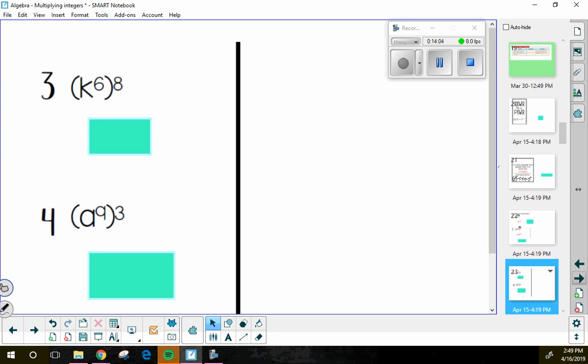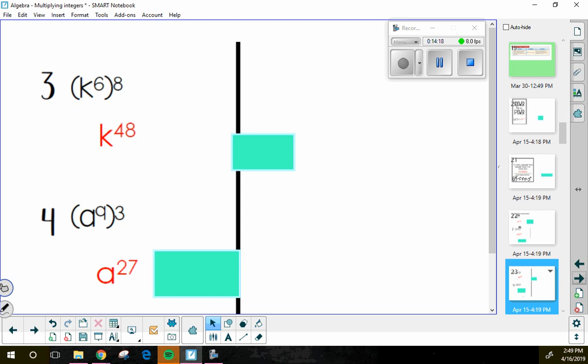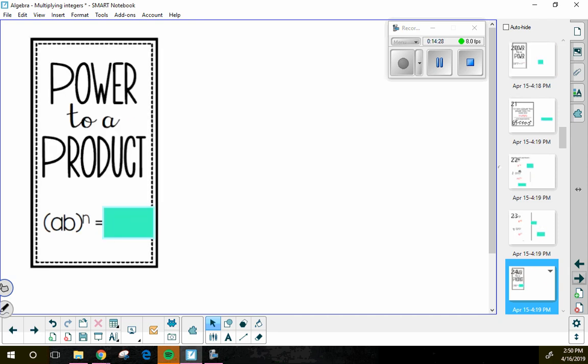Number 3, k to the 6th to the 8th. What is that going to be? k to the 48th. Number 4, a to the 9th to the 3rd. What is that going to be? a to the 27th. So when we have a power to a power, we just multiply the exponents. Now go flip your foldable back down.